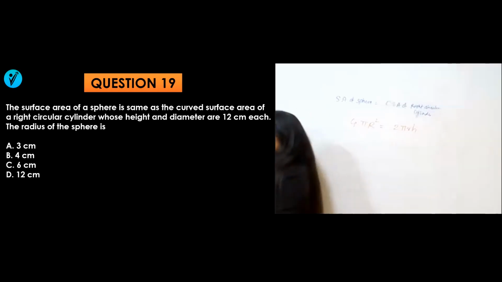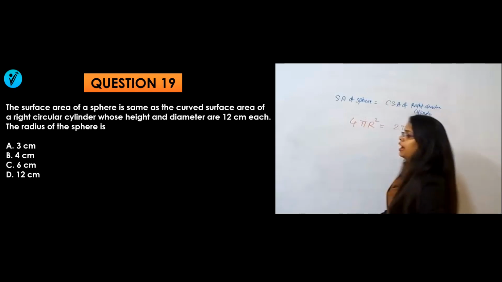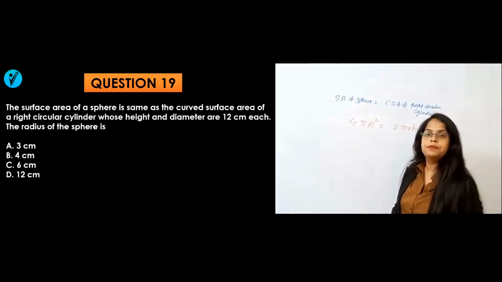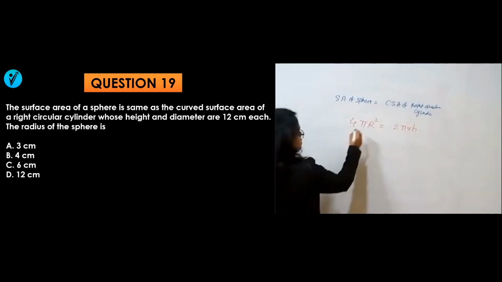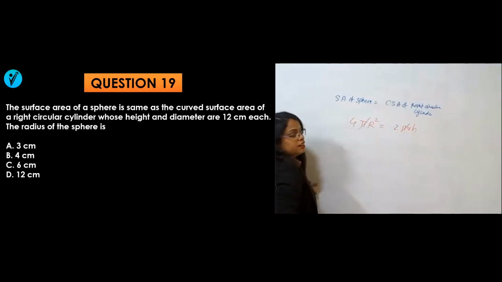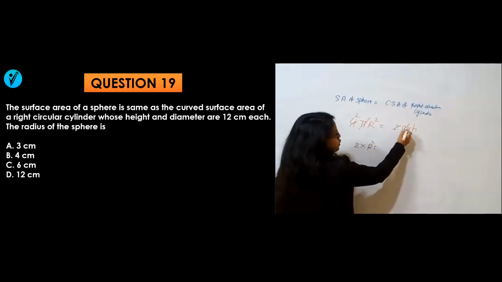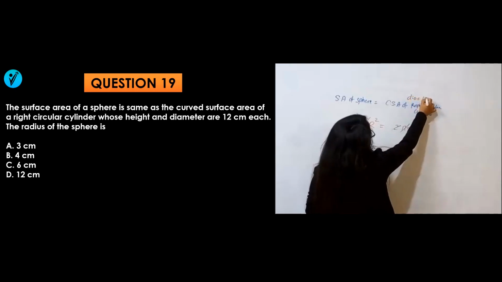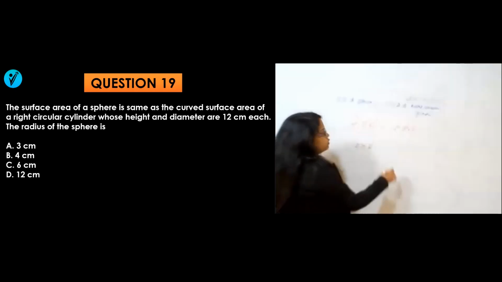So they are saying this one. What have they given you? Height and diameter are given. Height of this cylinder is 12. If diameter is 12, what will be the radius? First thing, pi will get cancelled. 2 ones are 2, 2 twos are 4. So 2 into r square is equal to, r is what? If diameter is given as 12, obviously r will be equal to half of 12. That means 6.